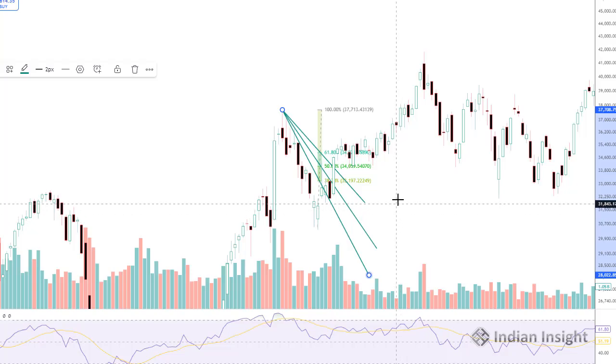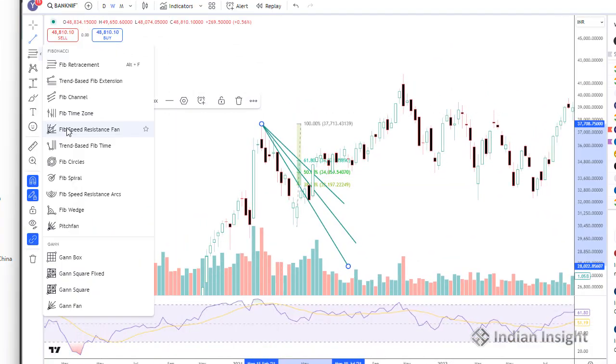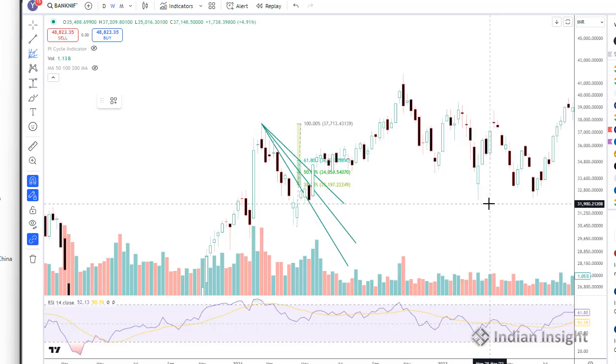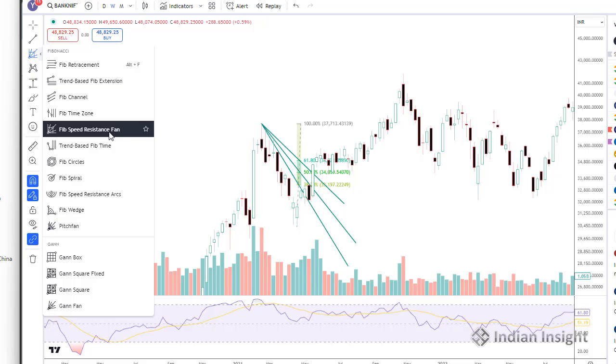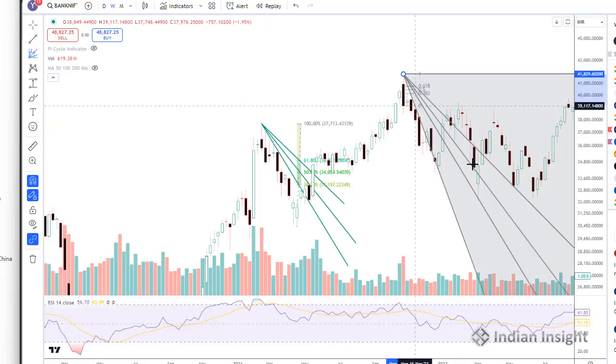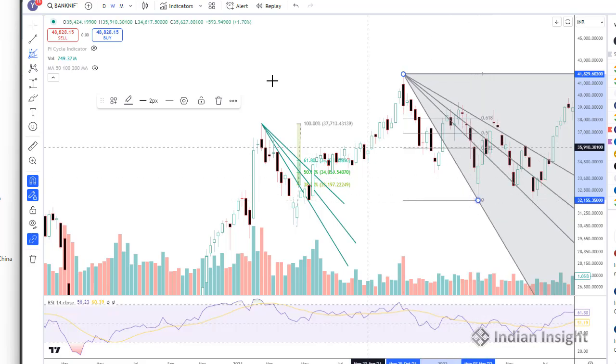Of course, TradingView has a tool that you can use to create these fans. Let me show you the tool. The Fib Speed Resistance Fan. This is the tool that you can use on TradingView to create the Fibonacci fan directly. All you need to do is, for example, if you see the correction here, select the Fibonacci Speed Resistance Fan, then connect this peak to the trough, and you will get your Fibonacci fans.